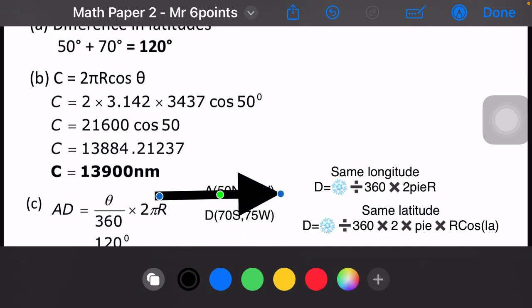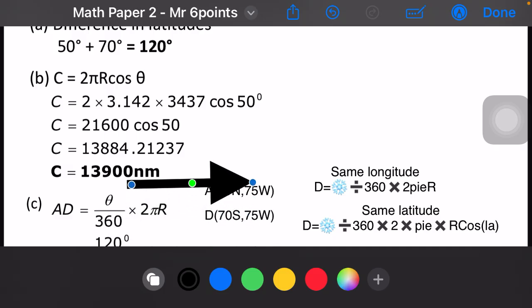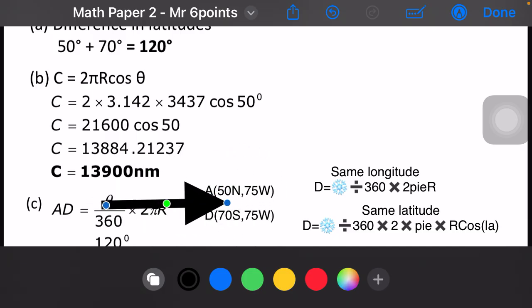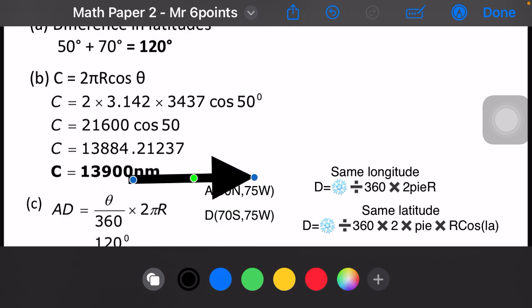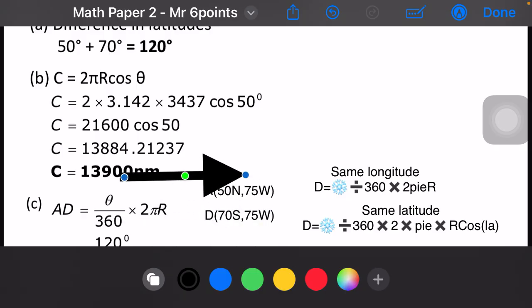Okay, what do I have which is the same among these coordinates, point A and point D? You say, okay, I have the same longitudes. Why am I calling this longitudes? Because of a formula I told you earlier in that video on how to find the coordinates of a point on the surface of the Earth. So after you have identified that I have the same longitudes, which formula do I use?